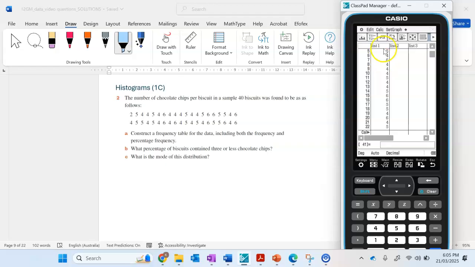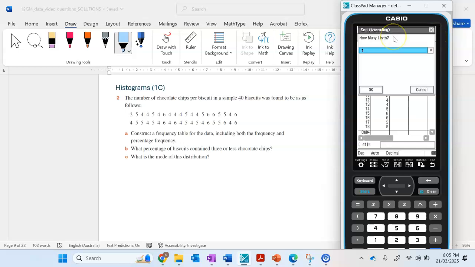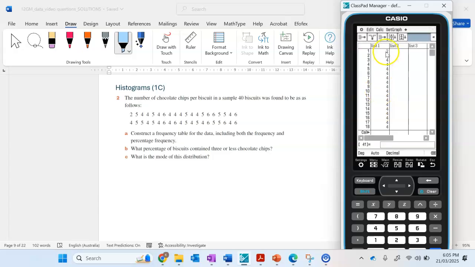Now, it's hard to count them like that. So you can order your data if you wanted to. So we just go here and you can just go A to Z. And how many lists? Just one list, list 1. Right, and it'll put it in order for you. So you can see, probably count there how many are each one. And if you needed to put in order, you can. All right, I was just playing around to see if we could do a frequency table on here, but we can't. Well, I couldn't figure out how.